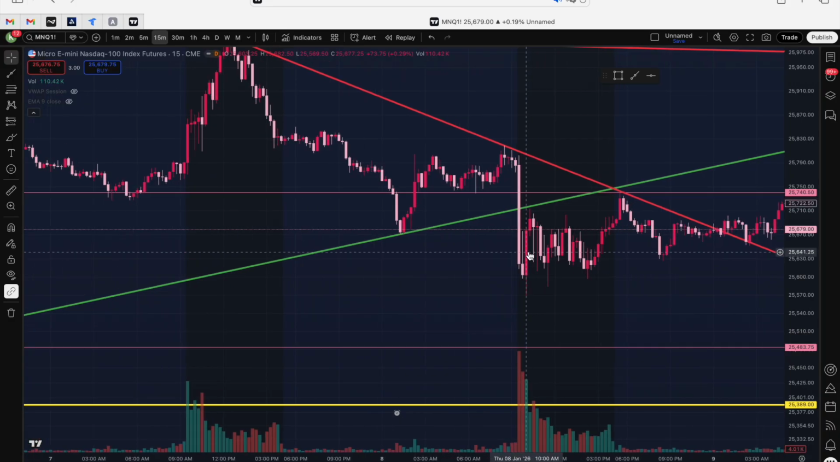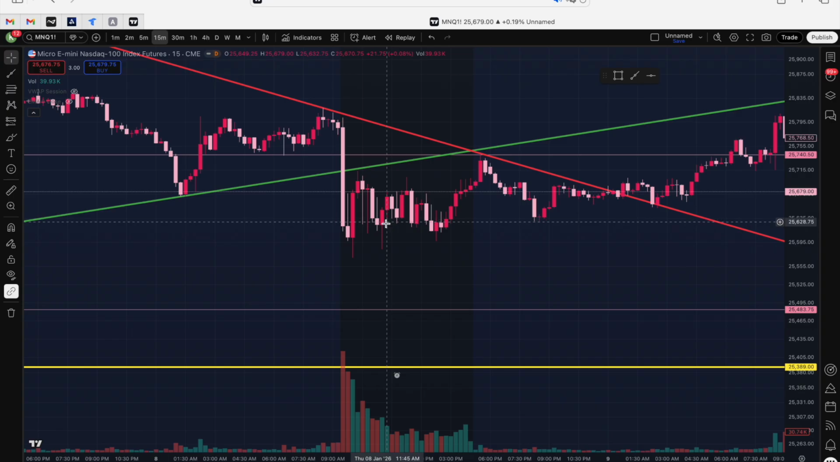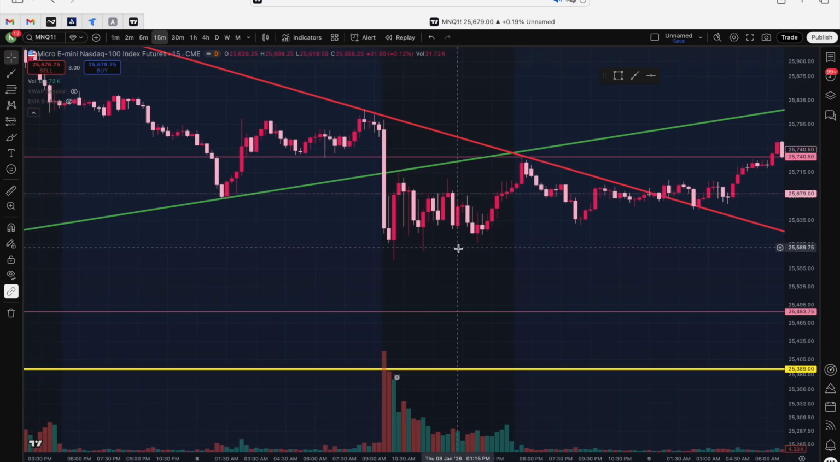So I entered at 11, it's at 36. Okay, so somewhere in this candle, I entered. And now, if there was a huge move downwards, in my brain there would have been a FOMO of me missing that move.